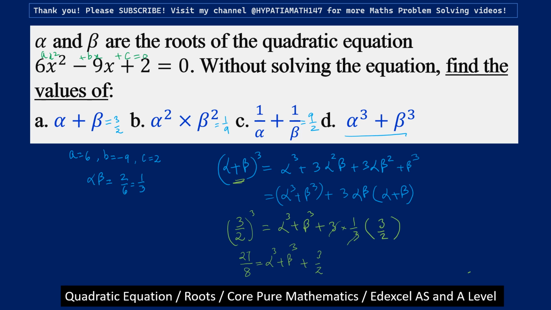So therefore we can write alpha cube plus beta cube equals 27 out of 8 minus 3 out of 2, and that equals, the denominator is 8, so it will be 27 minus, 2 times 4 is 8, 3 times 4 is 12, so that equals 15 out of 8. So alpha cube plus beta cube would equal 15 out of 8. And that completes the question.